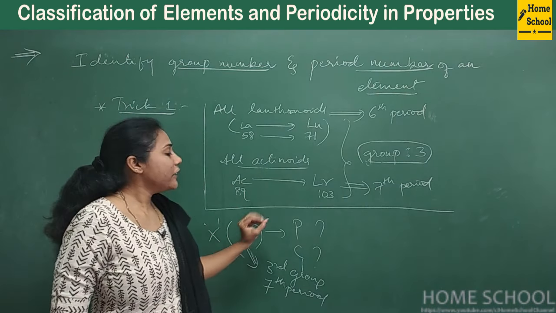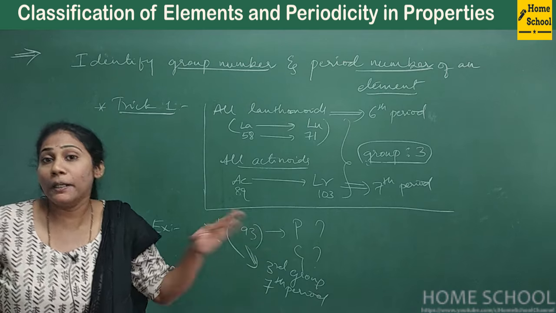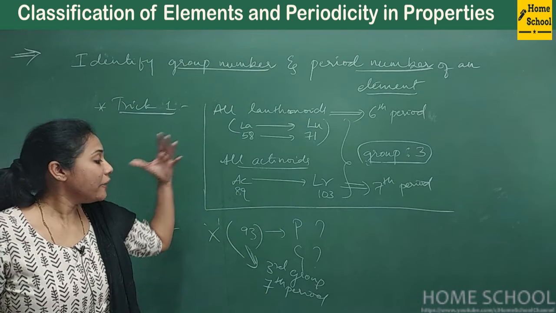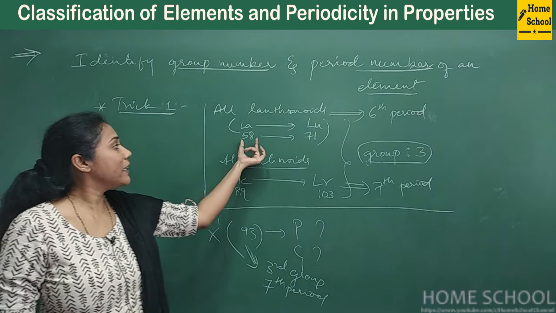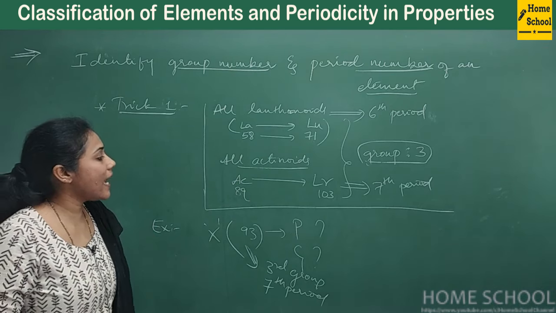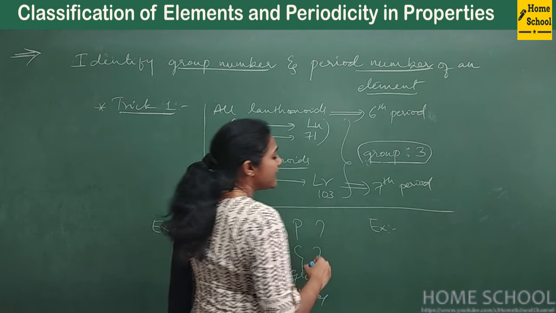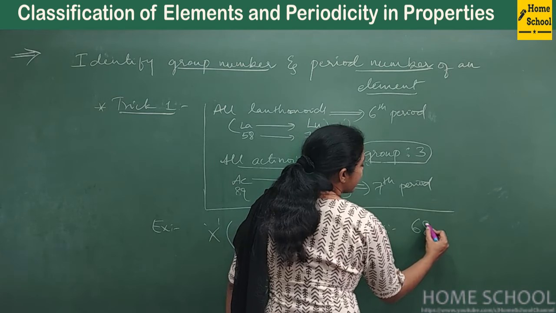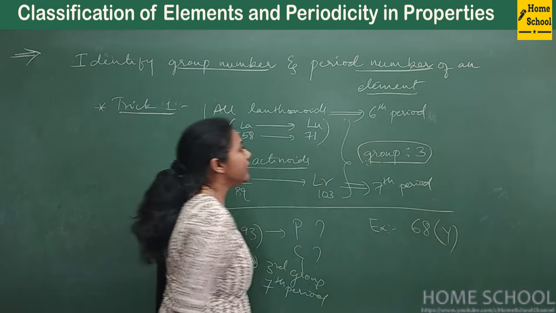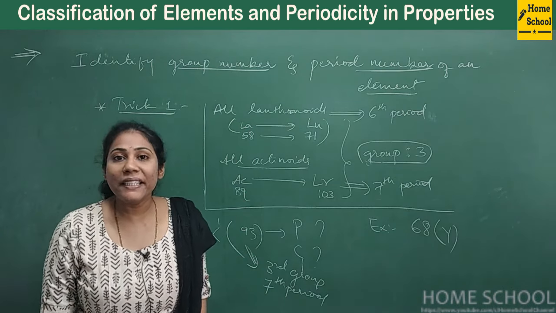So with respect to atomic number, when they ask you a question, this will definitely help you out in case they give some number in between this and this and this and this. Say, for example, another example. There is an element Y with atomic number 68. Find out its group number and period number.